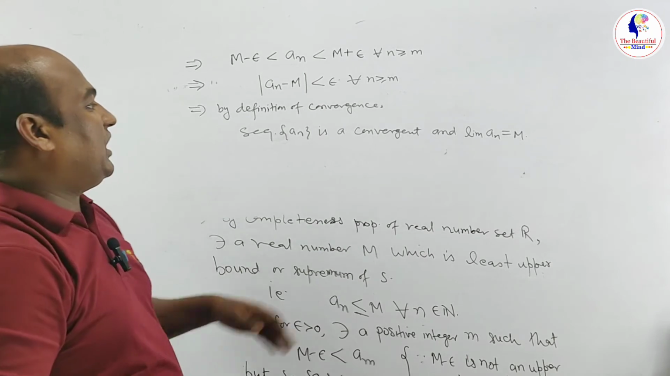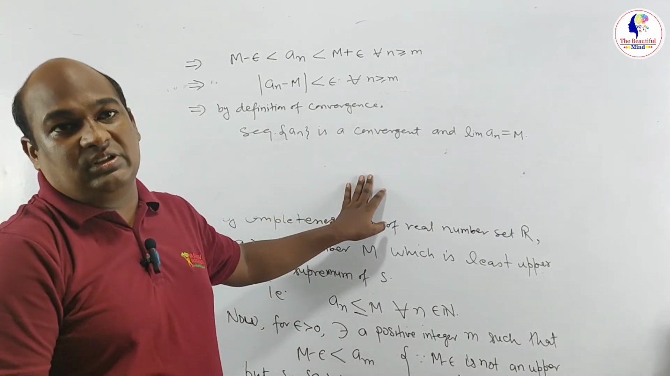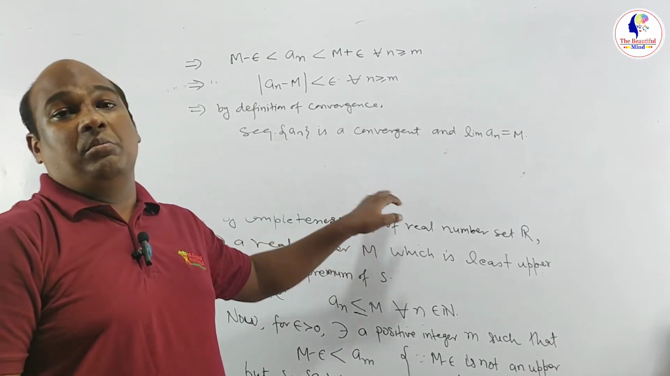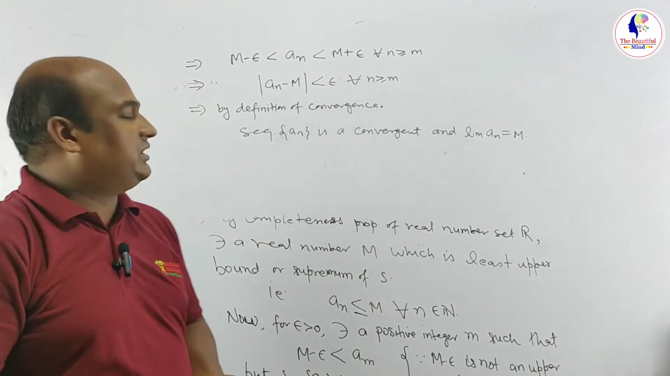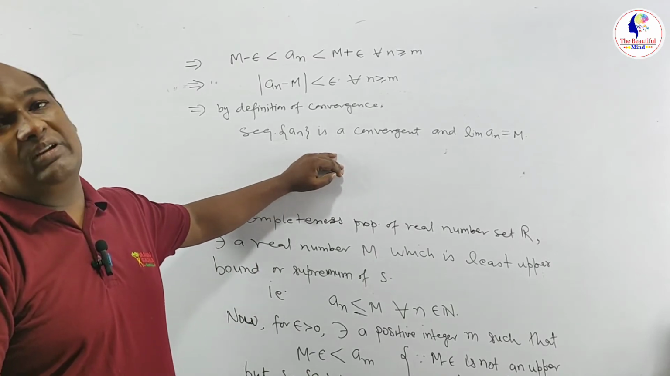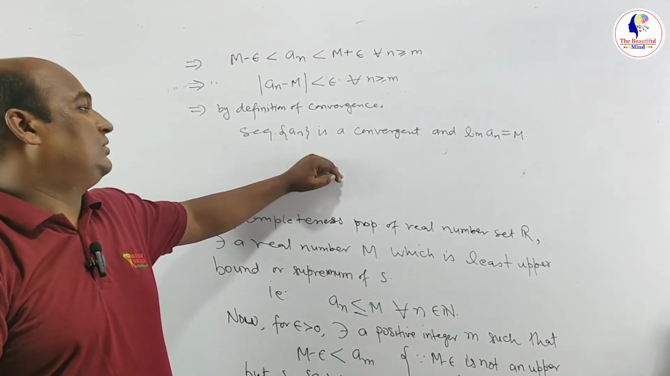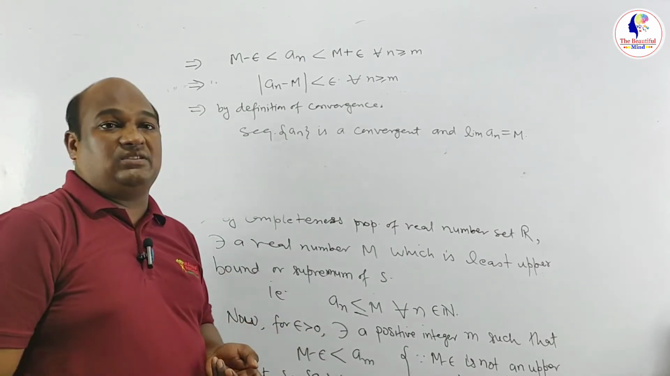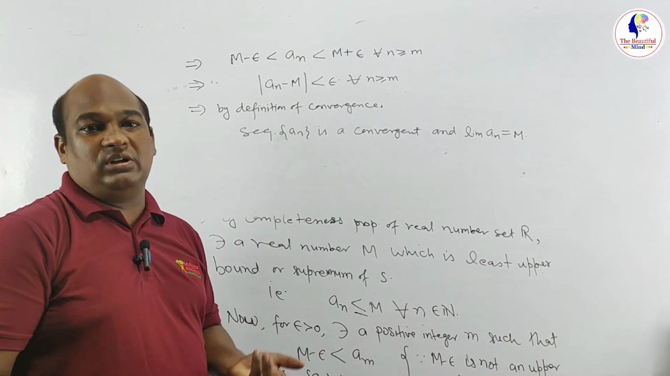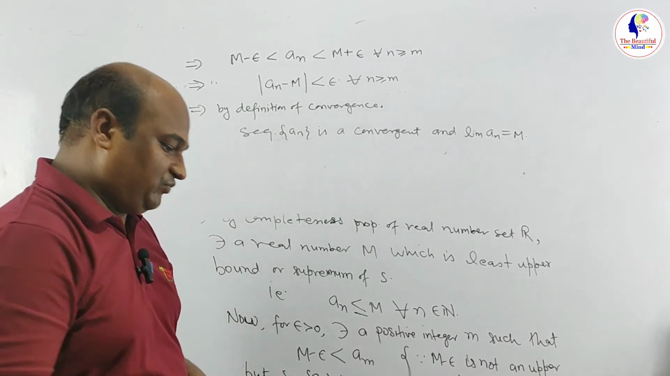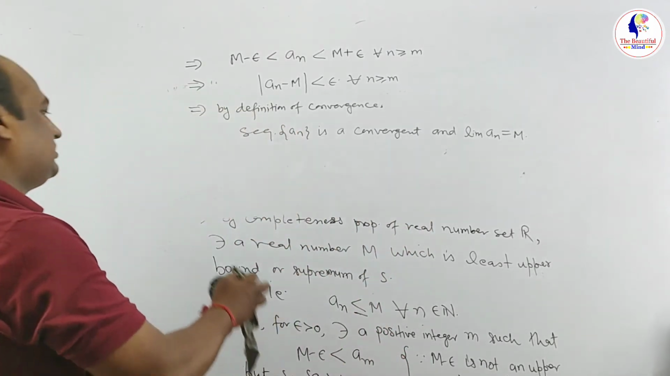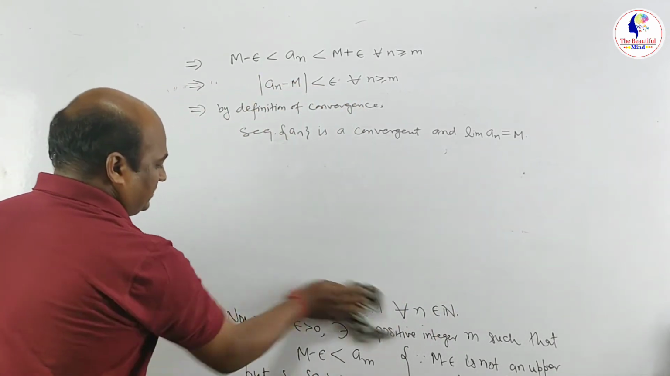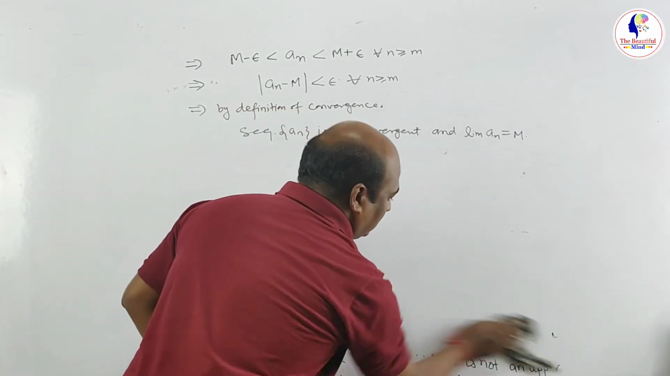So we have just proved that if a monotonic sequence is bounded, then it must be convergent. That means boundedness is the sufficient condition for convergence of a monotonic sequence. So this has been proved: a monotonic sequence is convergent if and only if it is a bounded sequence. Now we take some examples so that this concept is clear in your minds.